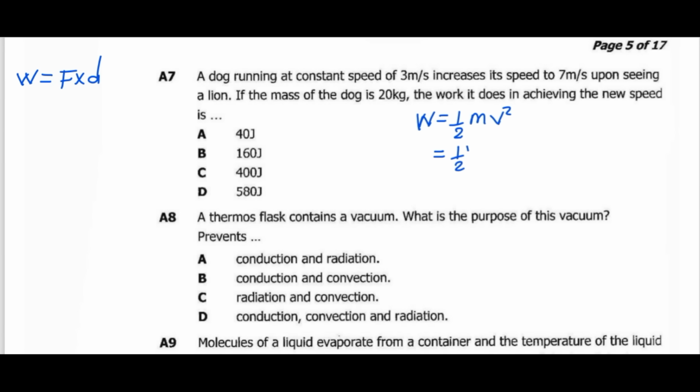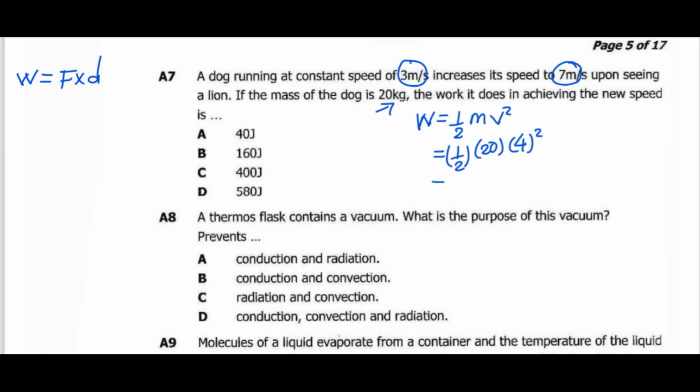So we have half, then our mass, which is given as 20, then velocity. What we need to do is find the difference between these two numbers. So we are going to subtract 7 minus 3, so we are going to have 4 meters squared. Why? Because the increase in speed was just 4 meters per second. That was the difference between the two numbers.